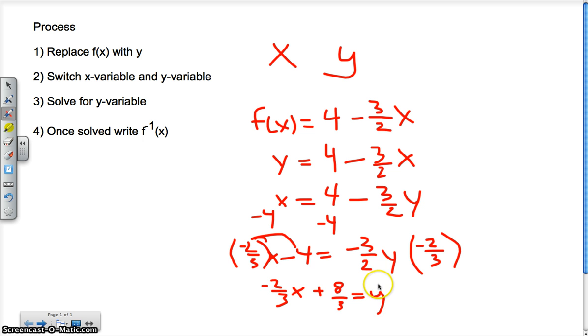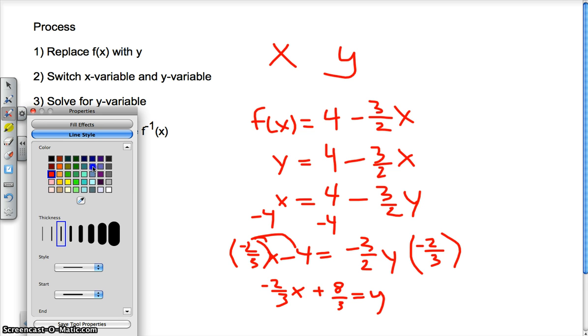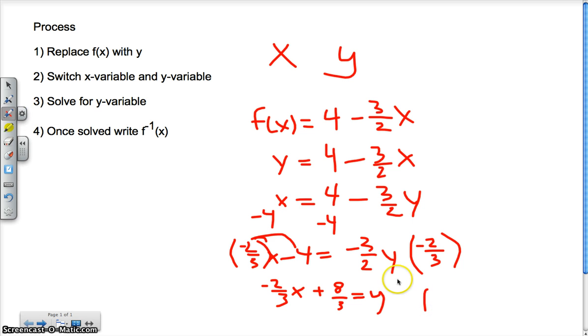So once you get it like this, the last move is you're going to take this y variable and replace it back with your original function notation, f of x, but you're going to write f to the negative 1. So you're going to write f, and I'm going to change colors here. Let's put it in blue. f of negative 1 of x, so the negative 1 implies inverse, equals negative 2 thirds x plus 8 thirds. Okay, and this is your answer here.